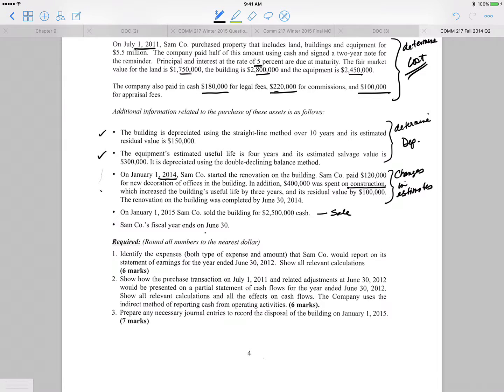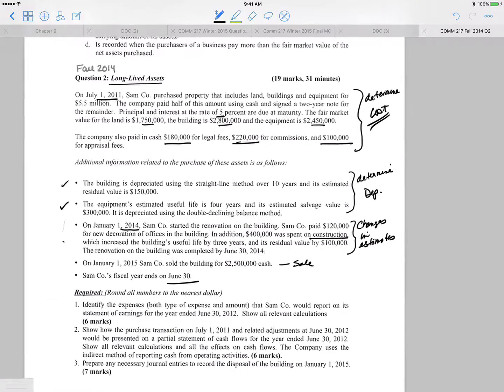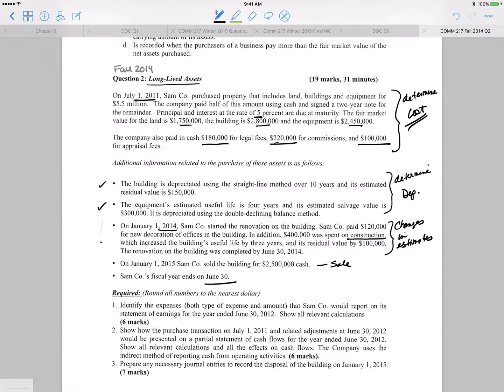And we're told that the fiscal year ends June 30th. So again, this is a typical demonstration of the cycle of an asset. We acquire it, we depreciate it, we change things perhaps, not all the time, but very often. We have changes in estimates, we spend money to improve a building, and then we sell it. So we're experiencing the cycle at its fullest here.